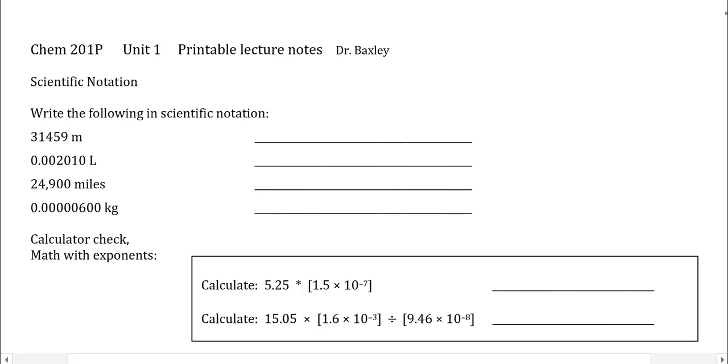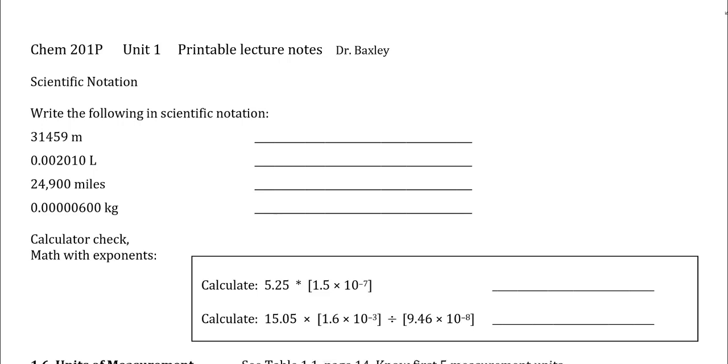These are the printable lecture notes and the video lecture for Unit 1 in Chem 201P, mostly talking about scientific notation, conversions, and significant figures. You can find the printable lecture notes in Canvas, so I urge you to print those out as you watch the video so you can work some of the problems on your own.